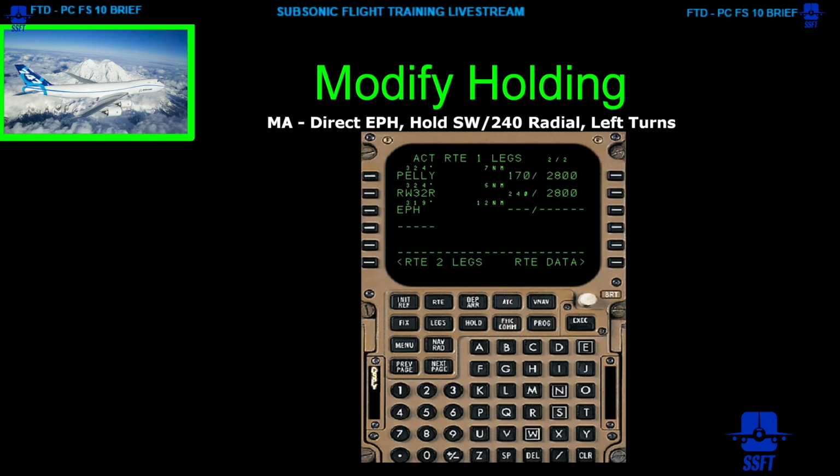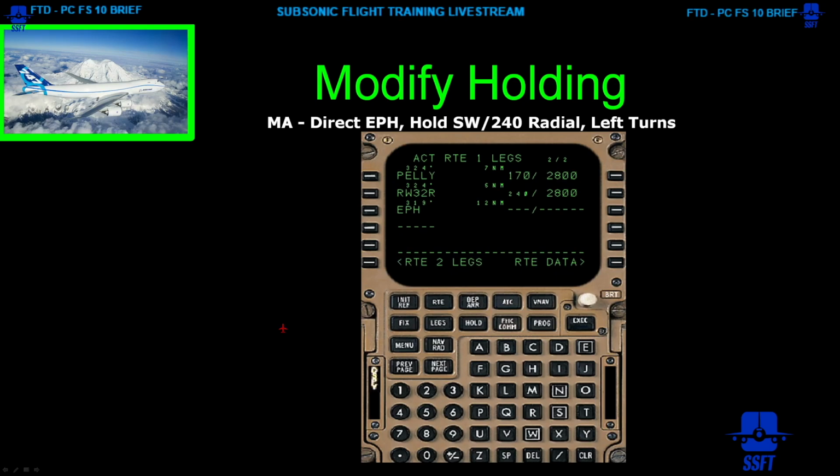So if you try to hold at a point that's not part of your route, it's not going to go to the hold page. It's going to just have a scratch pad message saying hold at Ephrata. So if we did not put this Ephrata in here, you would get that. If you tried to hold without Ephrata being part of your route, that's what you're going to get. But once you have Ephrata in there like we do here, and we've executed it, we got rid of Batum, okay, now we can hold at Ephrata because it's part of our routing.